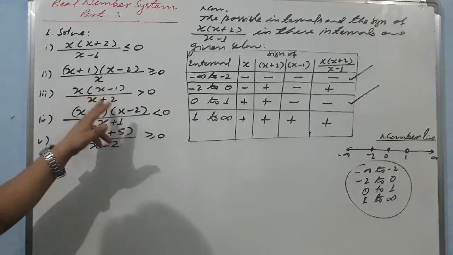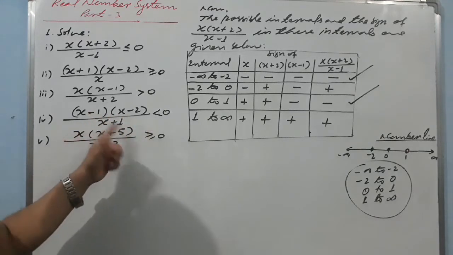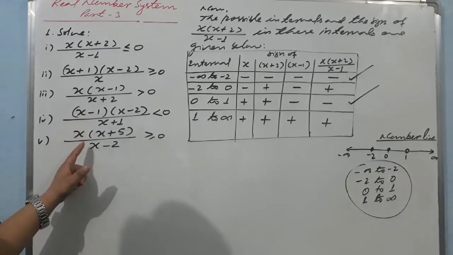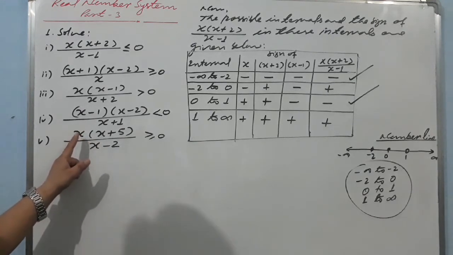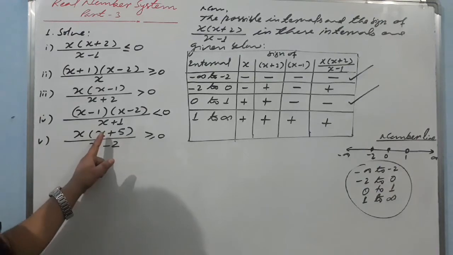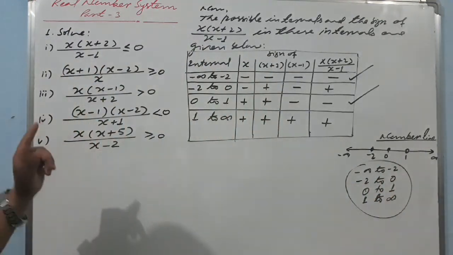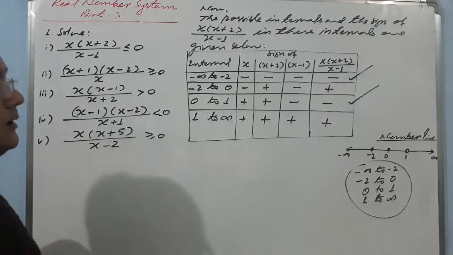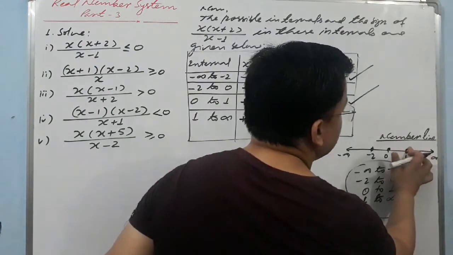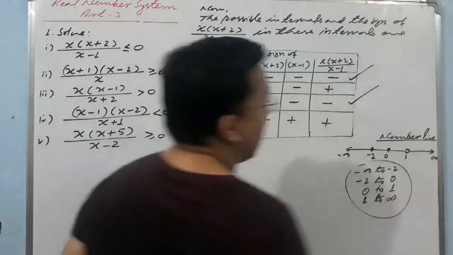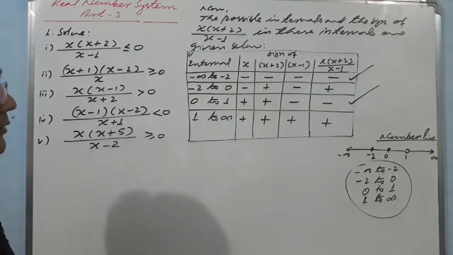Here, with all, a small empty circle, and here also an empty circle, and here you need to make the dark circle. At x is equal to 0, you will make a dark circle. At x is equal to -5, there also you will make a dark circle. But when you get x is equal to 2, you will make an empty circle this way, because at x is equal to 2, your left hand side is not defined.